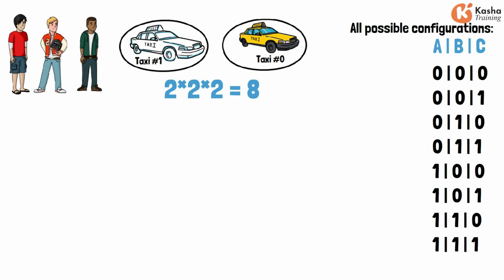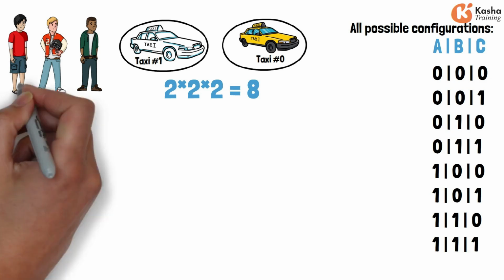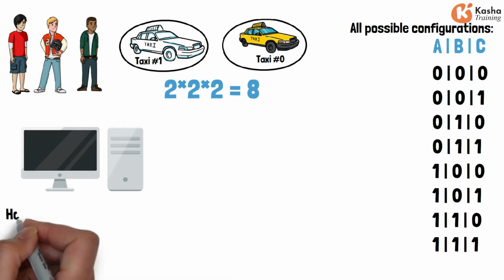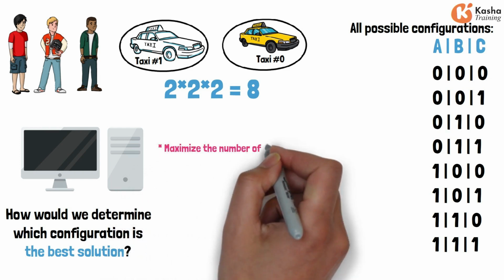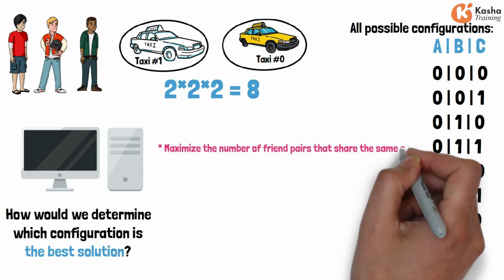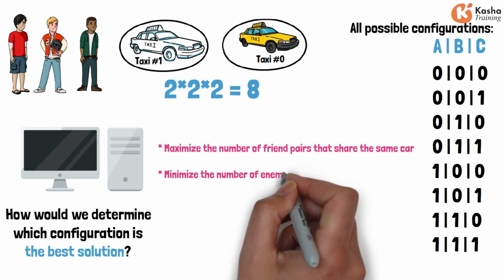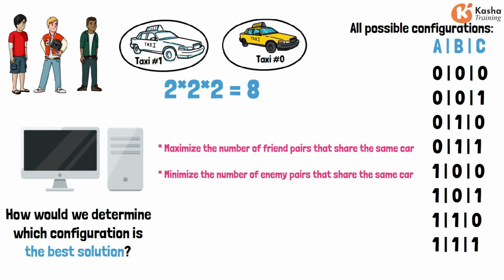Computing the score for each configuration. Now, using a regular computer, how would we determine which configuration is the best solution? To do this, let's define how we can compute the score for each configuration. This score will represent the extent to which each solution achieves the 2 objectives I mentioned earlier. Maximize the number of friend pairs that share the same car. Minimize the number of enemy pairs that share the same car.